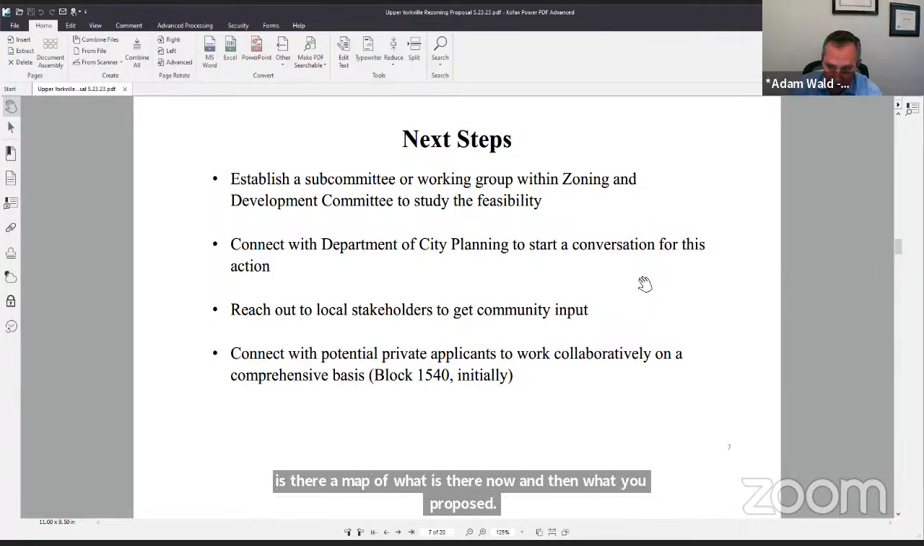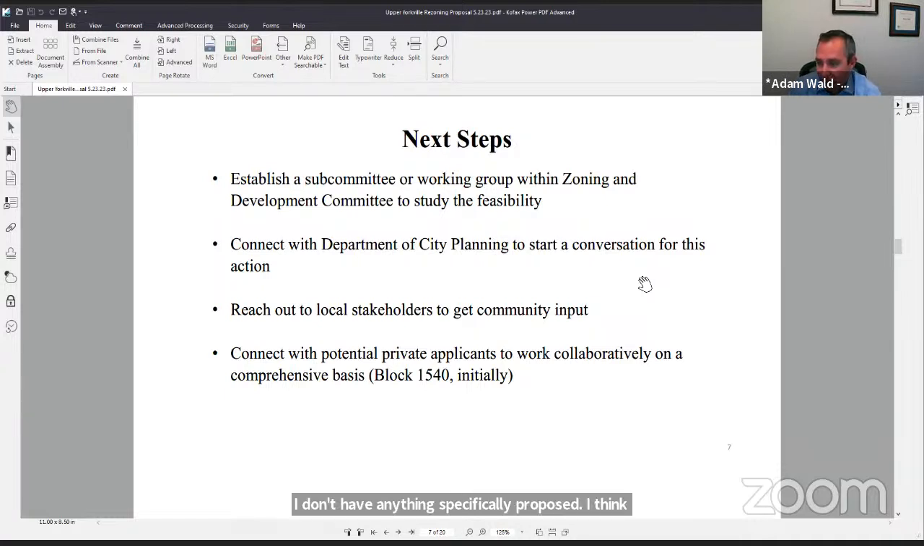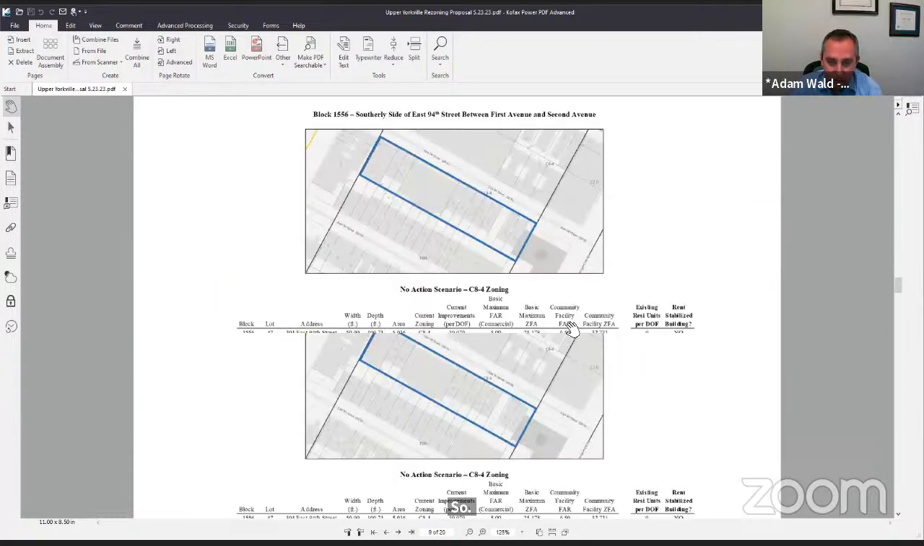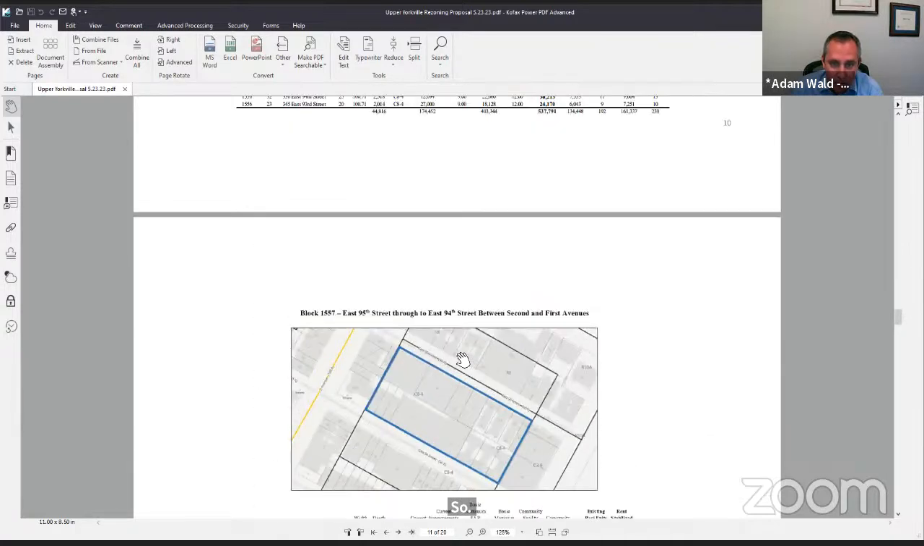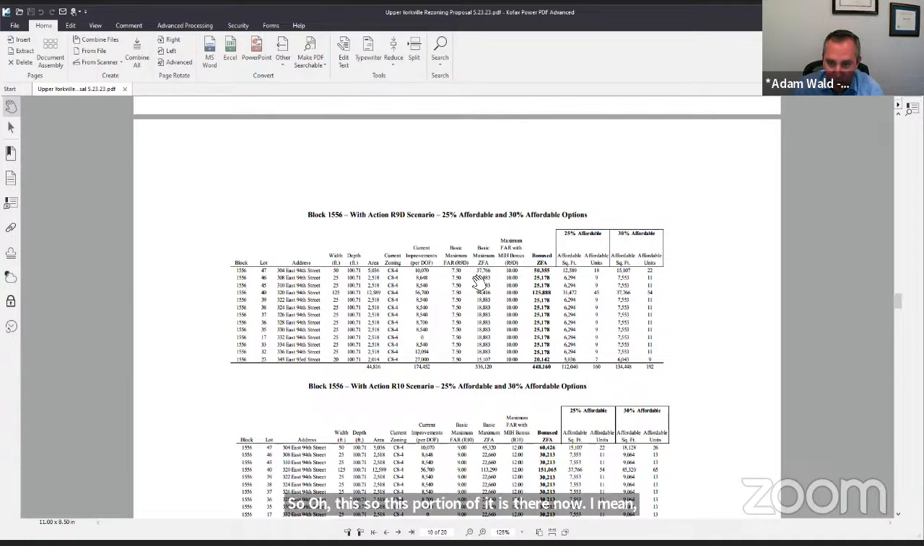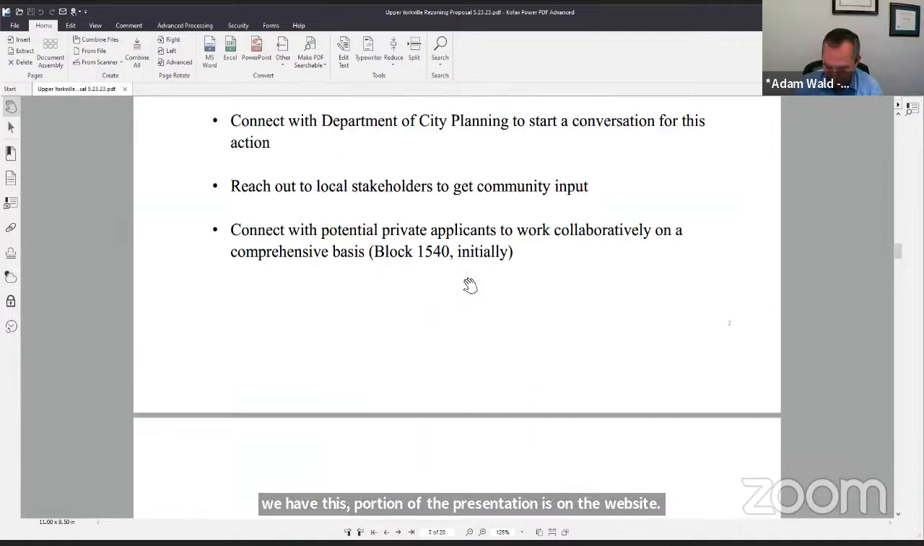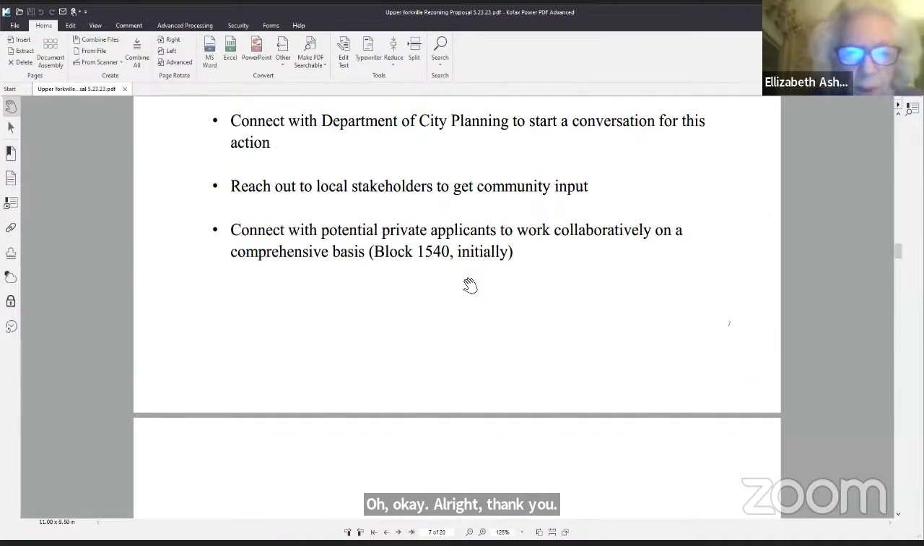I don't have anything specifically proposed. I think we're going to get a lot of what's appropriate from community input, whether it's on the board, whether it's community stakeholders, and even city planning hopefully will weigh in, and they'll tell us how this all fits in a larger housing plan. So there's nothing technically proposed. Okay, how about what is here now? I can copy a screenshot. This portion of the presentation is on the website. Oh, okay. All right. Thank you. I see no more members of the public, so we'll go to Rita Popper.